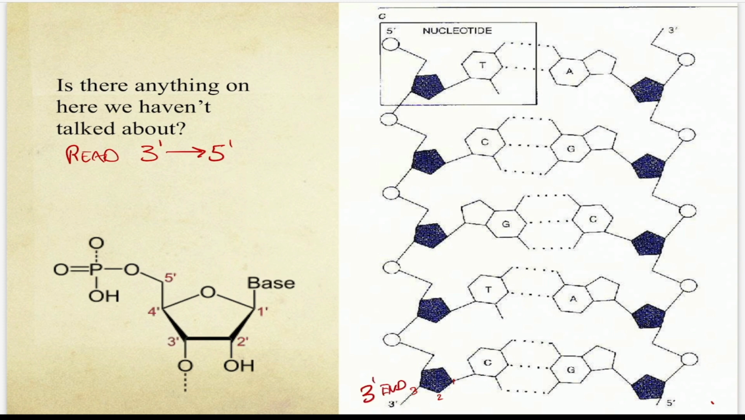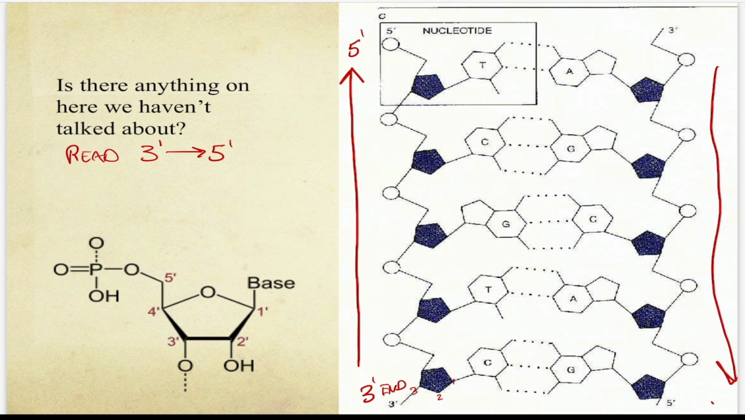Go up to the top one. 1, 2, 3, 4, 5. The 5th carbon is not empty. There's a phosphate. That labels the 5' end. So this one is going to be read in that direction. Now, the other side is anti-parallel. It is going to be read in this direction. All right, so this is the 3'.